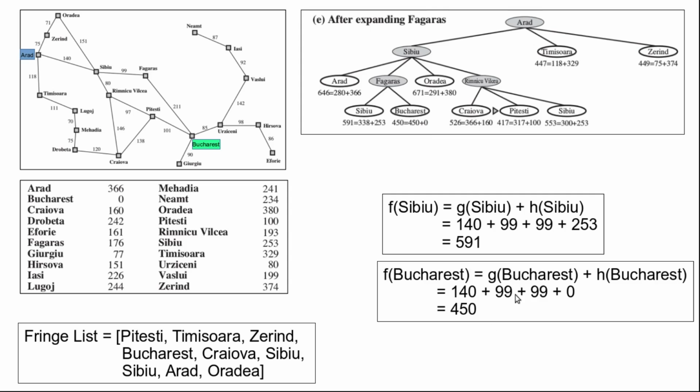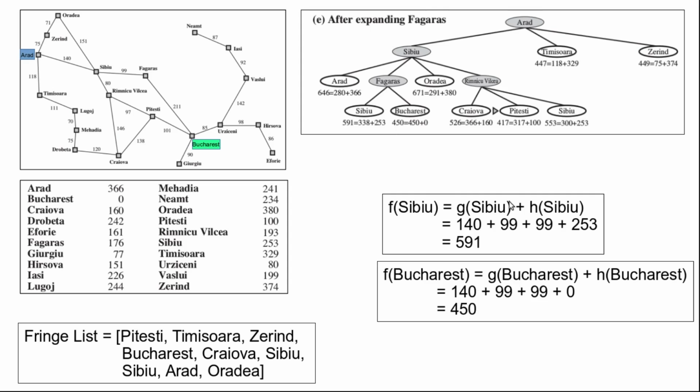And this calculation is not correct. So please correct this calculation. It should be 140 plus 99. Sibiu to Figueres is 99, and Figueres to Bucharest is 211. So this should be 211, and the H value of Bucharest is 0. So instead of this 299, it should be 211. And when we perform this addition, it would come to be 450. So the F value of Bucharest is 450.